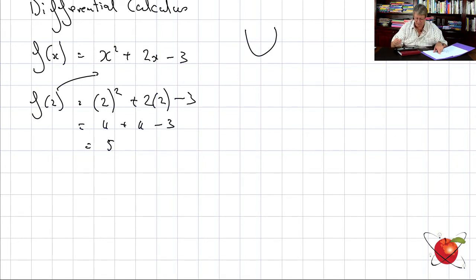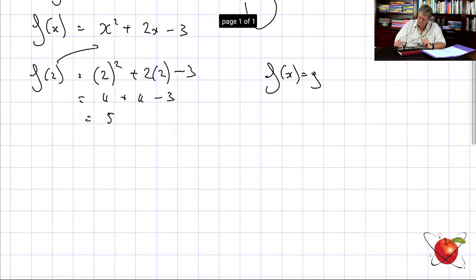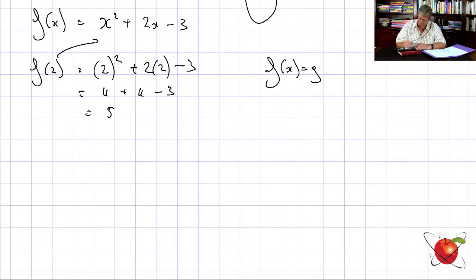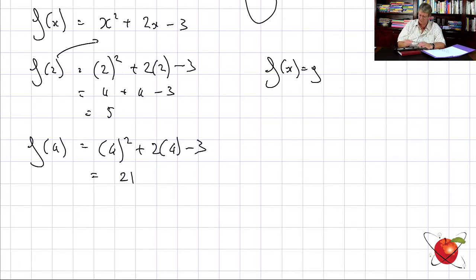Please also remember that f of x is equal to y. It's the same thing. We've just said it's a function of x, it is y. It's just the definition that we're using. Next, what is f of 4? You will say it is 4 squared plus 2 times 4 minus 3, and the value there is going to be 21. All I did is wherever I saw an x, I replaced it.